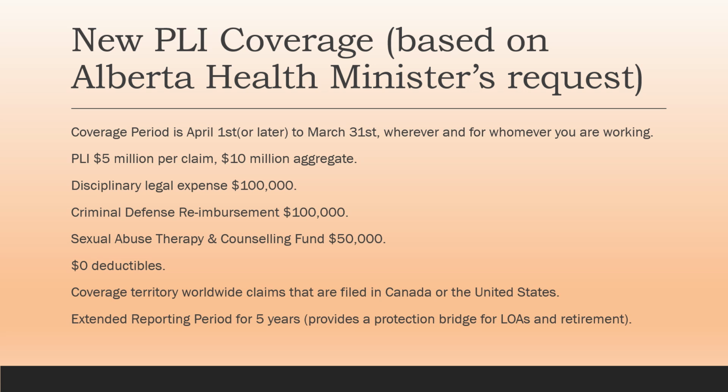As a result of the Alberta Health Minister's request, there is new professional liability insurance coverage, and it's listed on this slide. The coverage period will be April 1st or later to March 31st the following year, wherever and for whomever you are working. The professional liability insurance of $5 million per claim to a $10 million annual aggregate is also required. This must also include disciplinary legal expenses up to $100,000, criminal defense reimbursement up to $100,000, and a sexual abuse therapy and counseling fund of $50,000.